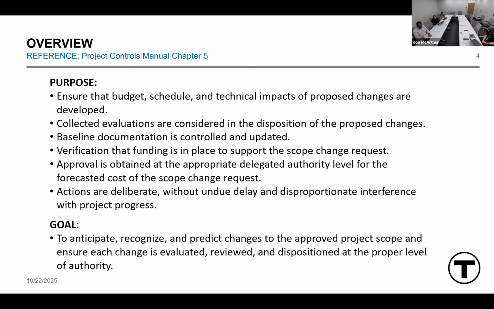So the purpose of this process is to ensure that the budget, schedule, and technical impacts of proposed changes are developed. And as Courtney stated, it's only major changes to the project. Collected evaluations are considered in the disposition of proposed changes. Baseline documentation is controlled and updated through this process. Verification that funding is in place to support the scope change request. Approval is obtained at the appropriate delegated authority level for the forecasted cost of the scope change request. And actions are deliberate without undue delay and disproportionate interference with project progress.